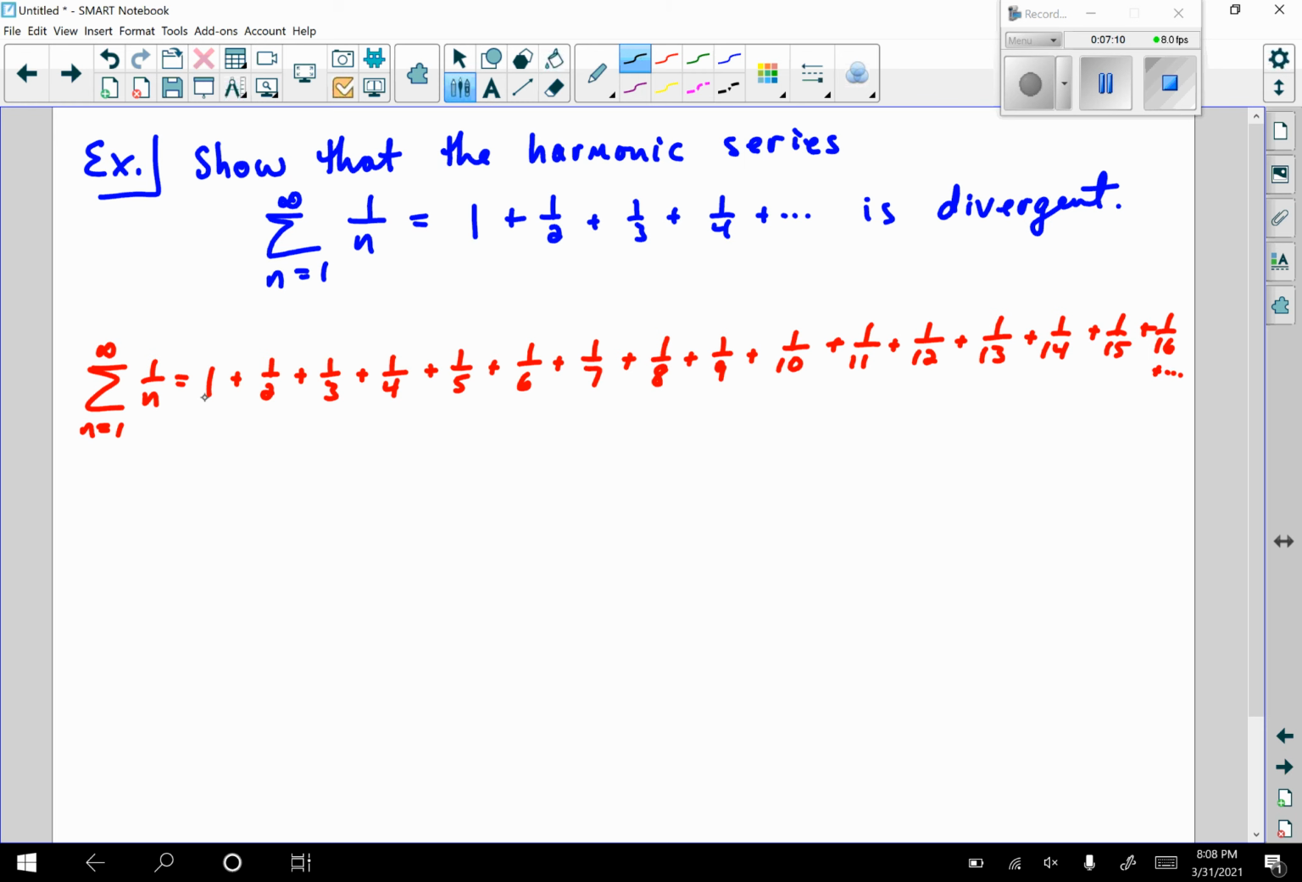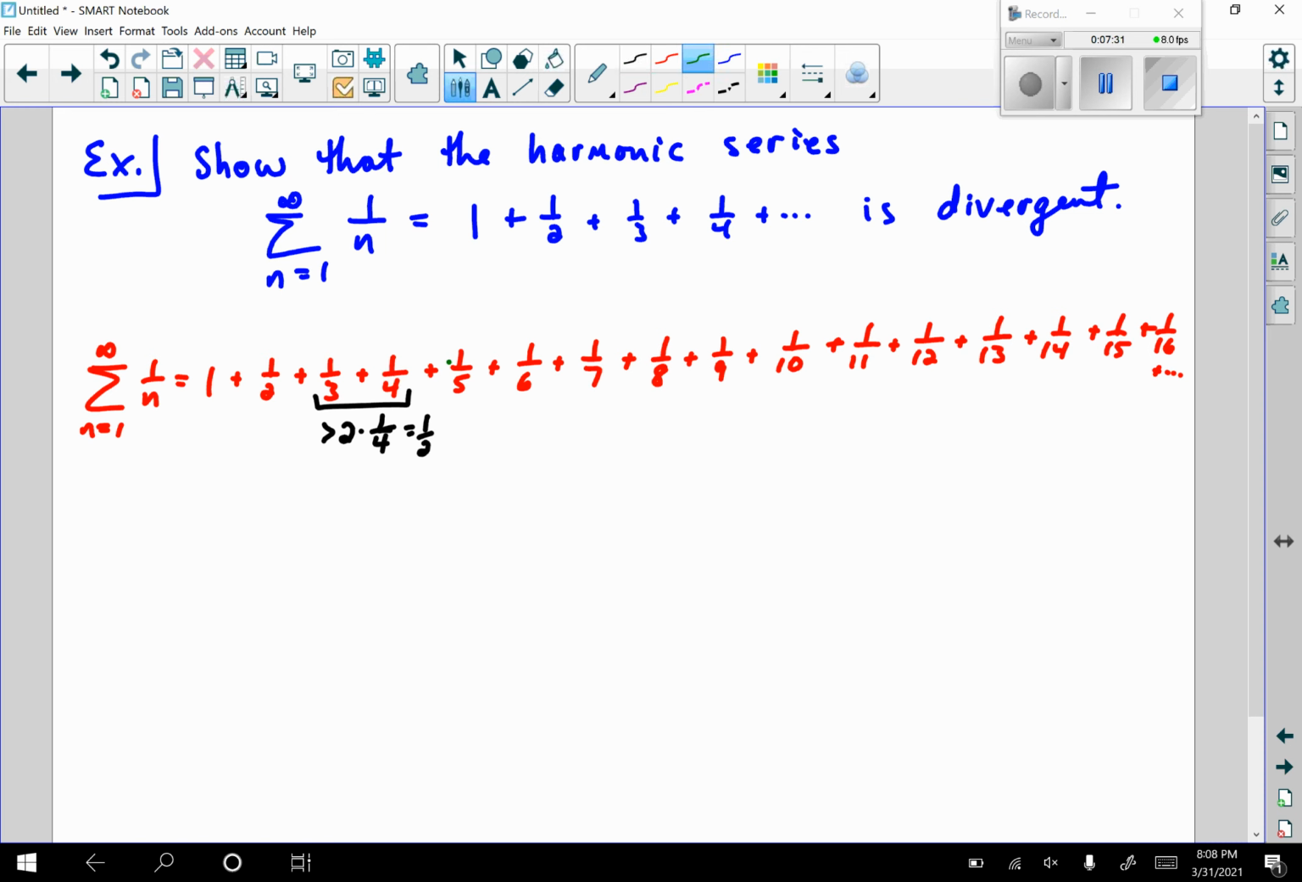So I'm still going to leave the 1 plus the 1/2 right here. But if I look at these two values, 1/3, which is larger than 1/4, so the sum of these two is going to be greater than 2 times 1/4. So imagine if I just had 1/4 plus 1/4, that's 2 times 1/4, which is 1/2. So I know this sum is going to be greater than 1/2.